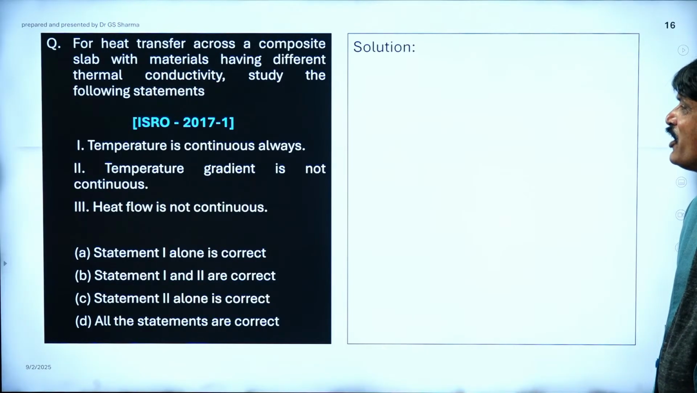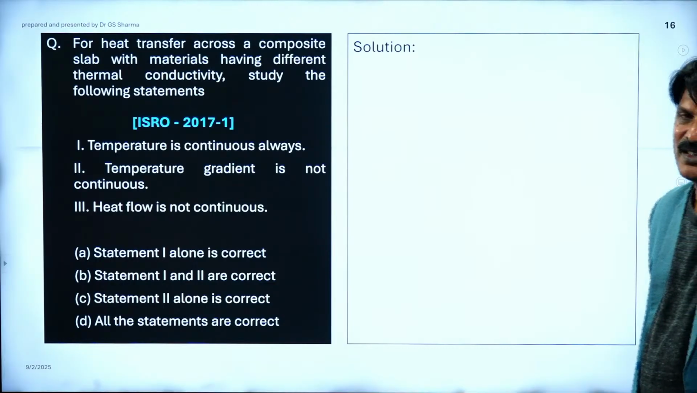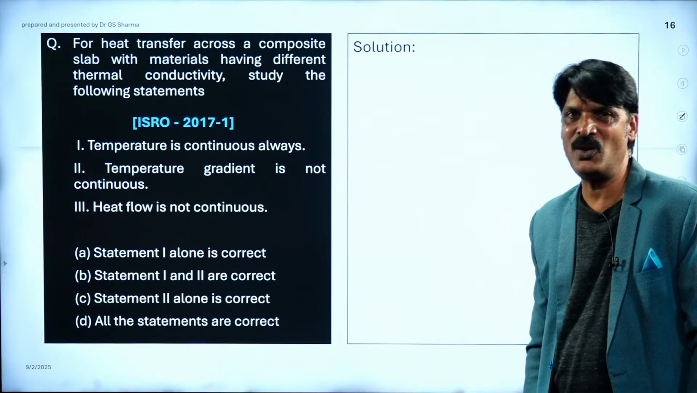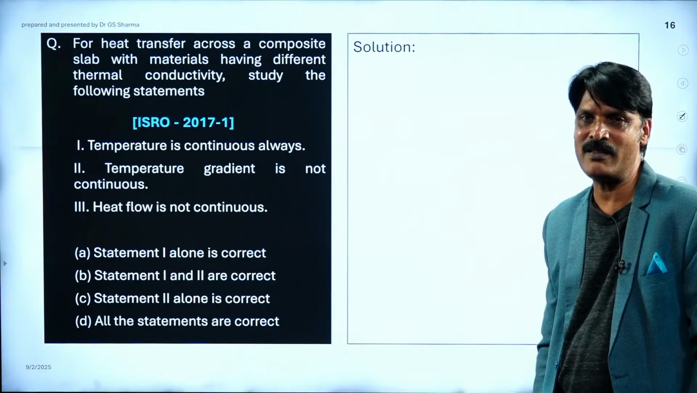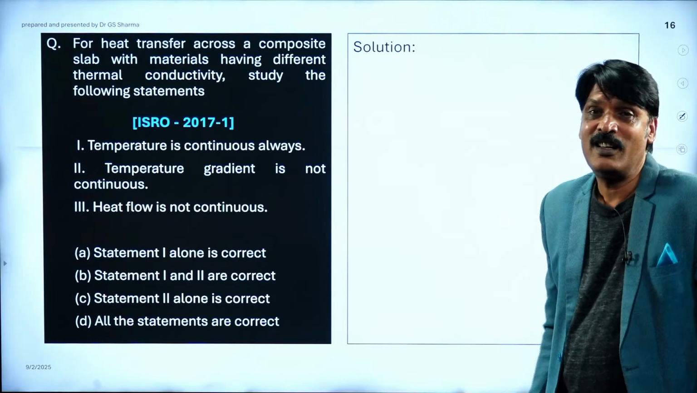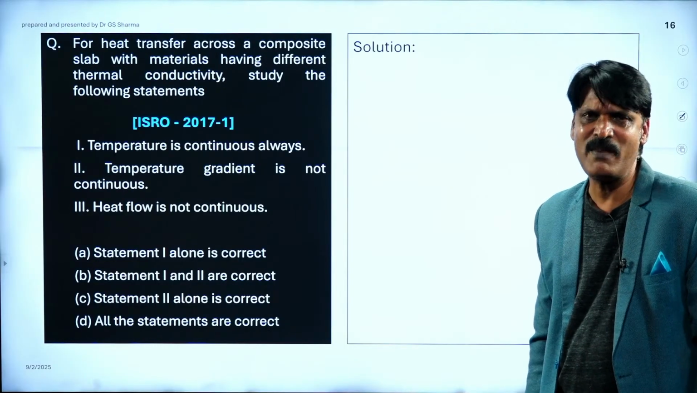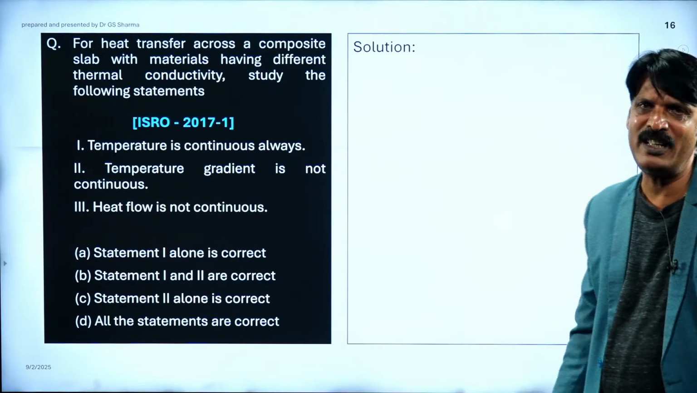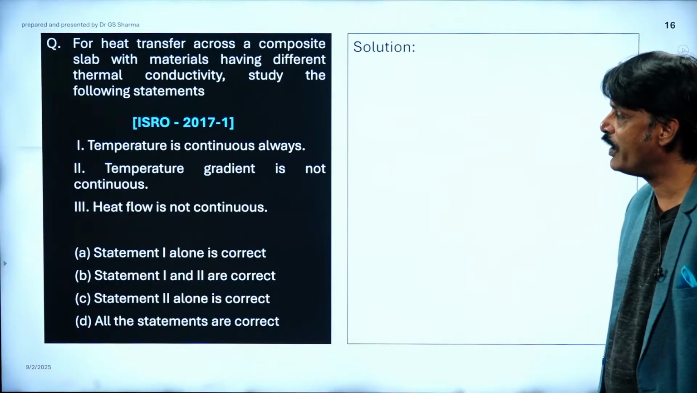Temperature is continuous always, right? Because if temperature is continuous, then only gradients exist. If temperature is discontinuous, gradients don't exist, and heat transfer does not occur, because minus KA dou T by dou X should be a continuous function. So the first one is correct.